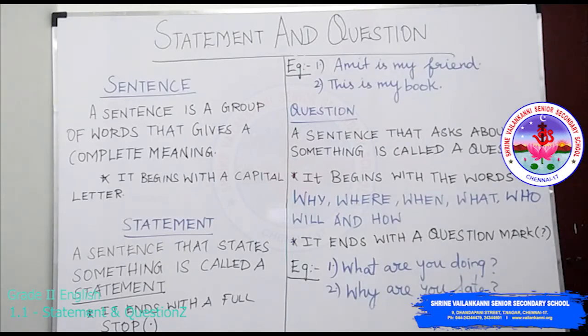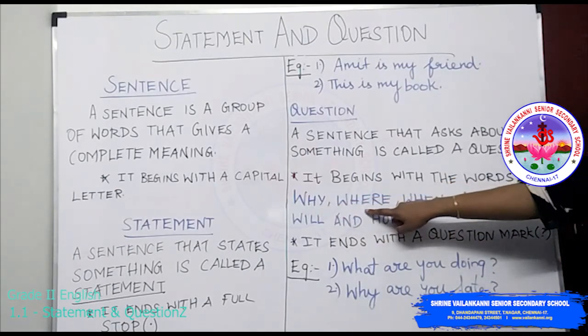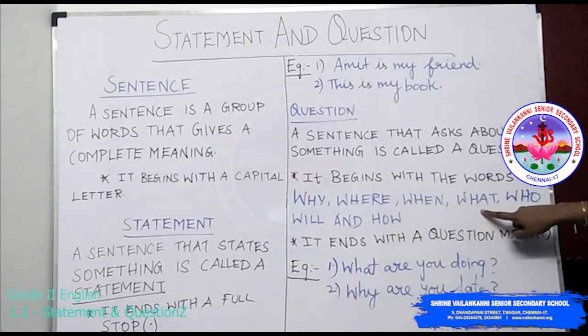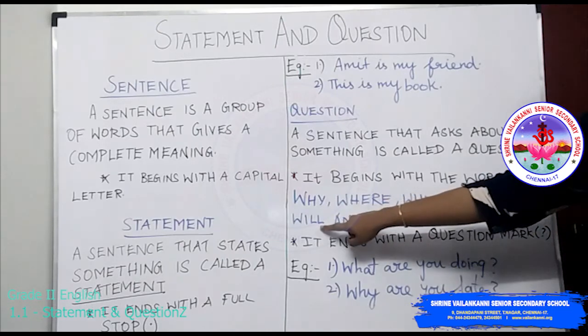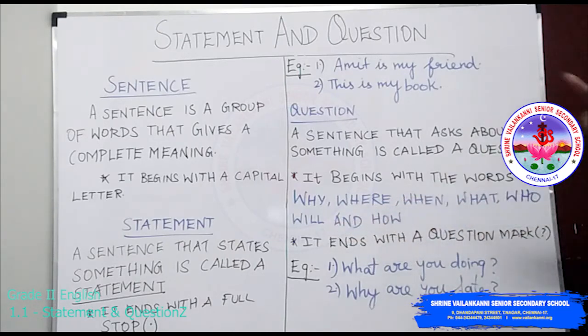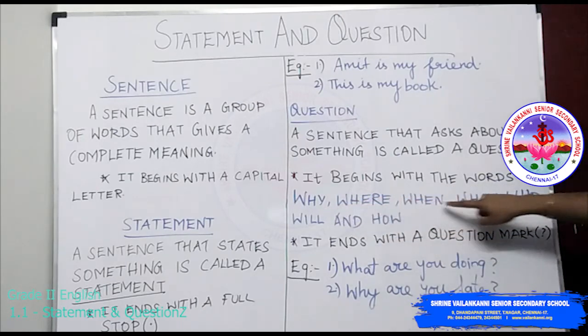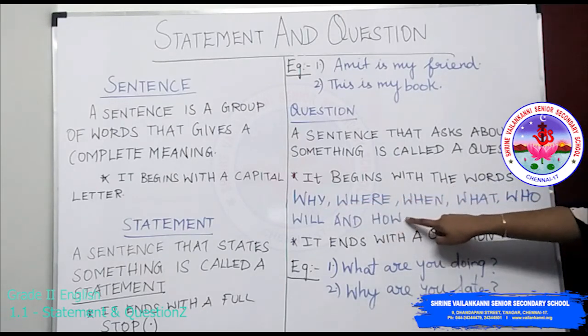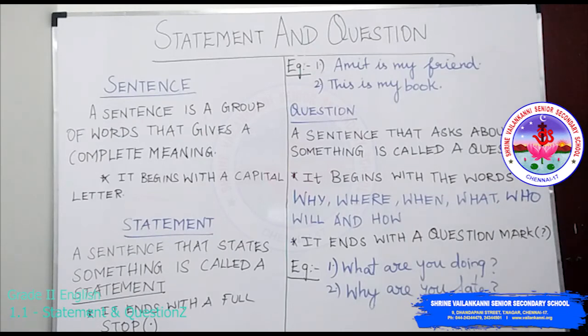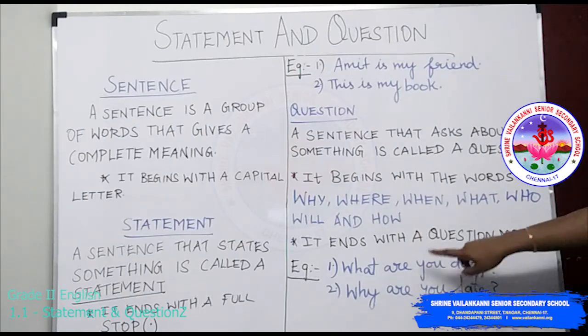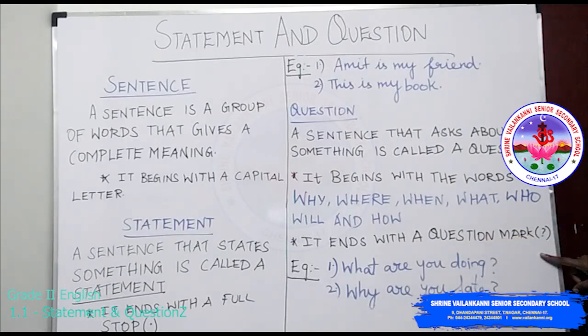How will you easily identify this? Yes, it generally begins with the words why, where, when, what, who, will and how. If you find any sentence beginning with these words, you can easily tell it is a question kind of sentence. And one more thing is that it ends with a question mark.